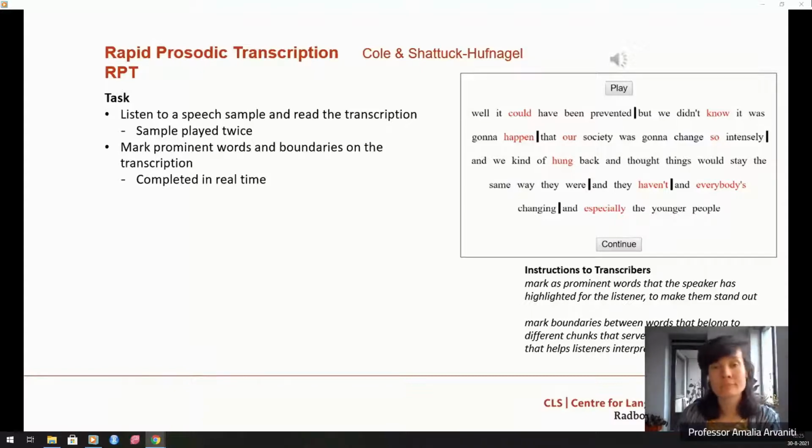Well, it could have been prevented, but we didn't know it was going to happen, that our society was going to change so intensely, and we kind of hung back and thought things would stay the same way they were, and they haven't. And everybody's changing, and especially the younger people.